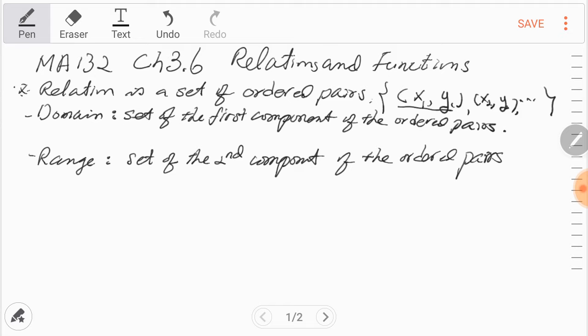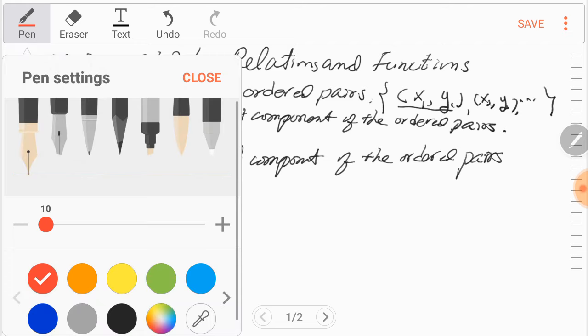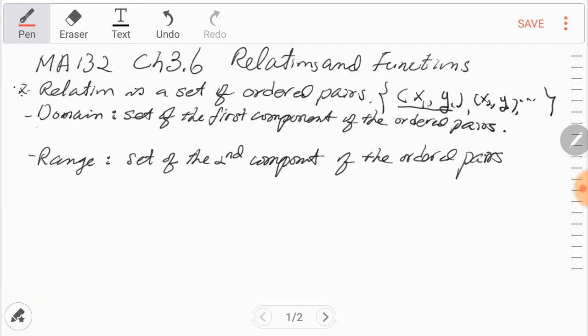The set of all these first components is called the domain. The domain is the x values of the ordered pairs. And this x value, the domain, is also the input, the set of all inputs.